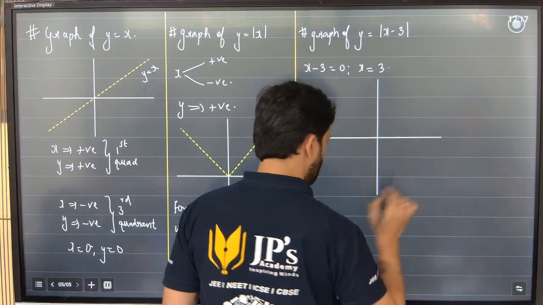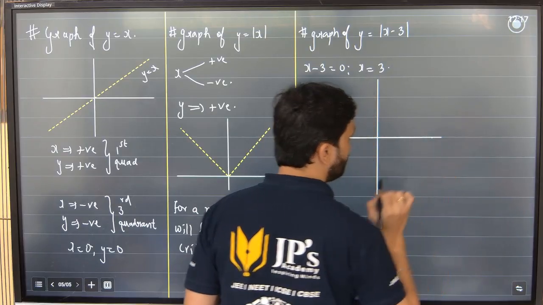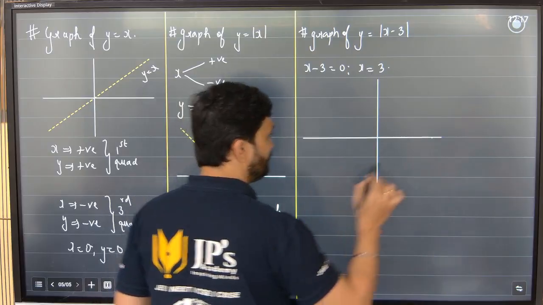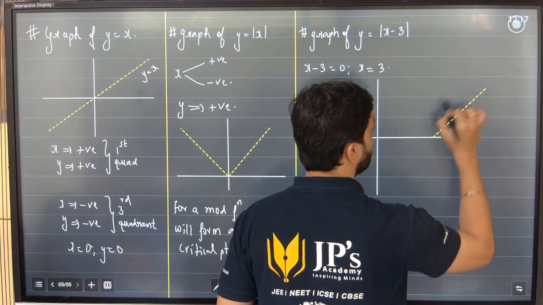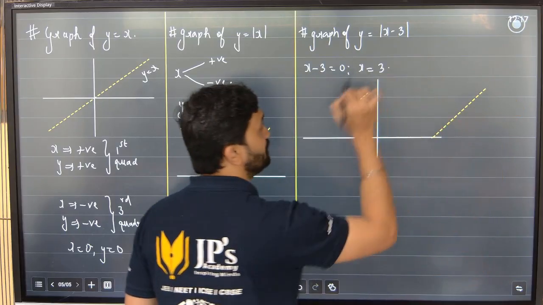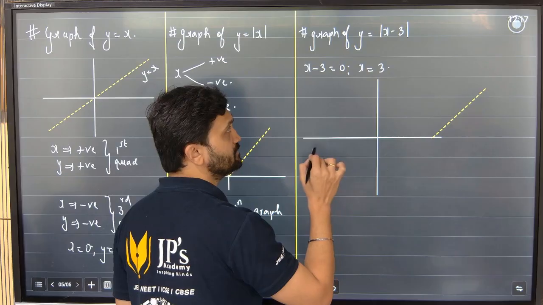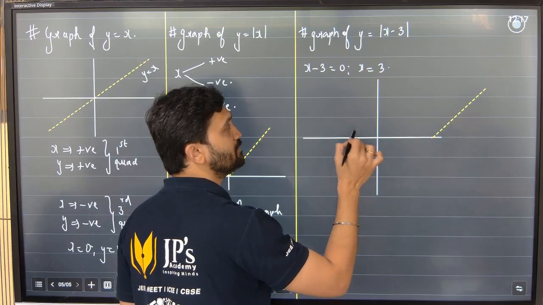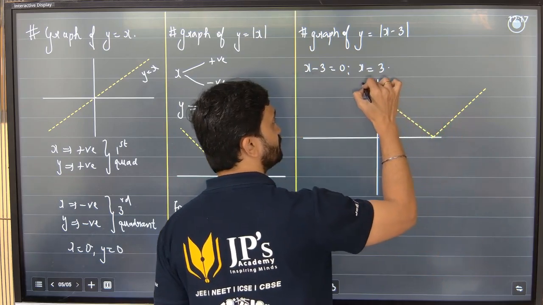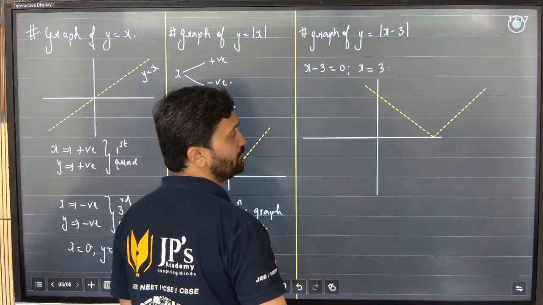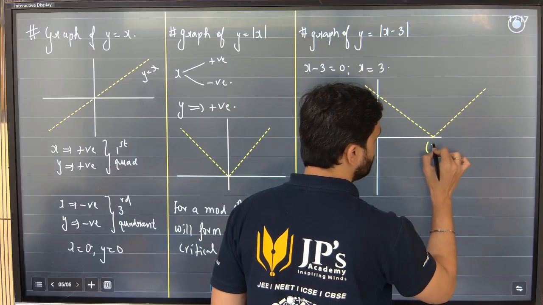Look carefully. If this is your point, this is your point, okay? (3,0) is the point. So my graph is going to be like this. It will be like this, okay? (3,0). Now if I take 3, 2, 1, 0, whatever I take, the value of x is 2, 1, 0, my answer is always going to be positive. It is always going to be like this. Remember this, okay? So this is the point that is going to be (3,0).